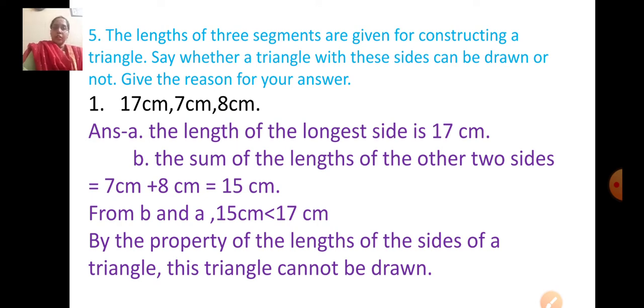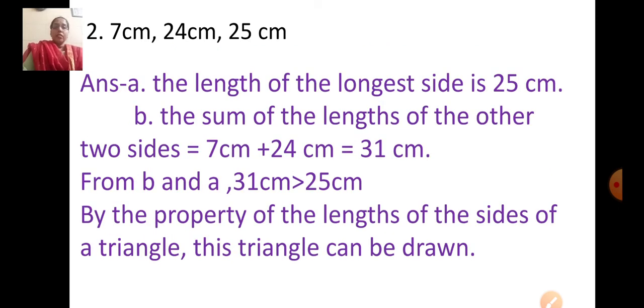Is it clear children? If it would have been more than 17 centimeter, then we could have drawn a triangle. But here it is less than 17 centimeter, but as the property says it should be greater, so we cannot draw a triangle. So by the property of the length of the sides of a triangle, this triangle cannot be drawn. Now let us see the next sum.